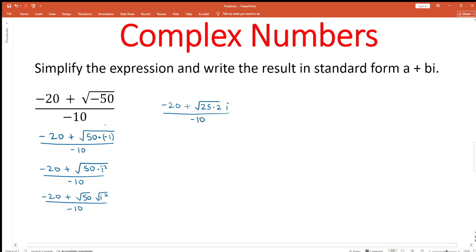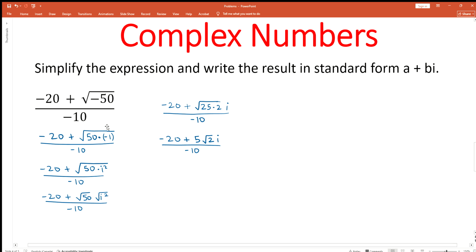We get i from square root of i squared because the square root and the square on the i cancel each other out, so we are left with just i. Next, we can simplify the numerator. Square root of 25 is equal to 5, so we can rewrite the term as 5 times square root 2 i. The 2 stays under the square root because we cannot simplify square root of 2.